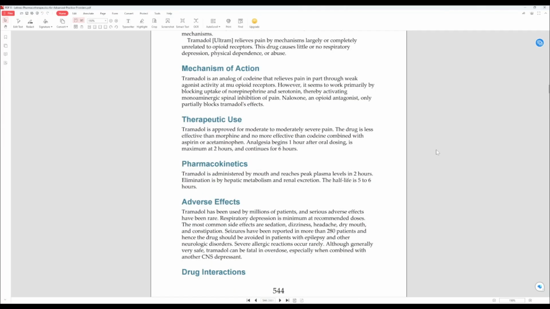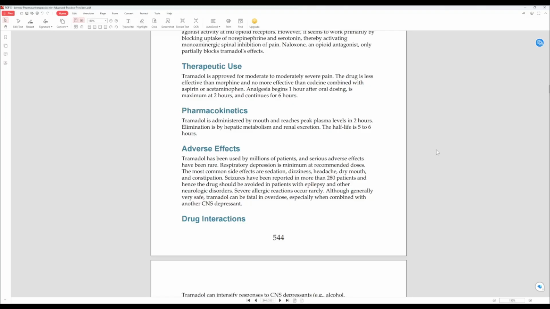So how does it work? Tramadol is an analog of codeine that relieves pain in part through weak agonist activity at mu-opioid receptors. However, it seems to work primarily by blocking uptake of norepinephrine and serotonin, thereby activating a monoaminergic spinal inhibition of pain. Naloxone, an opioid antagonist, only partially blocks tramadol's effects. So its therapeutic use is approved for moderate to severe pain. The drug is less effective than morphine and no more effective than codeine combined with aspirin or Tylenol.